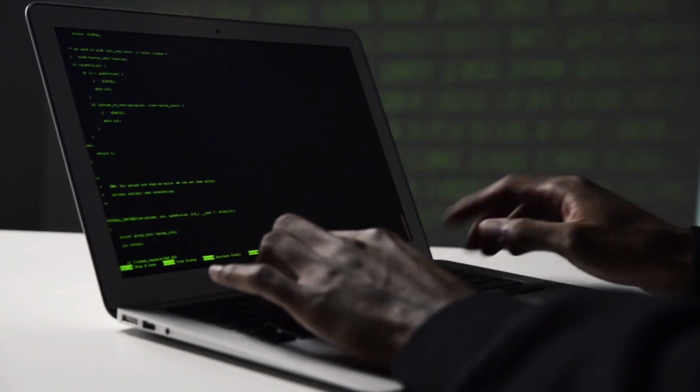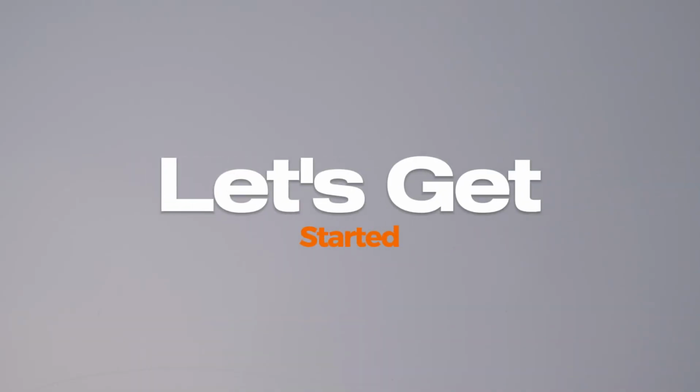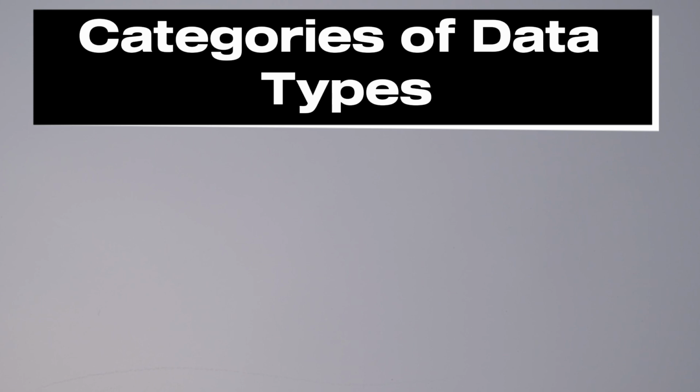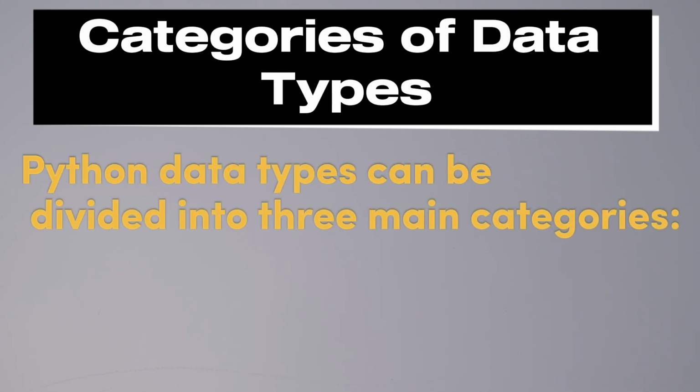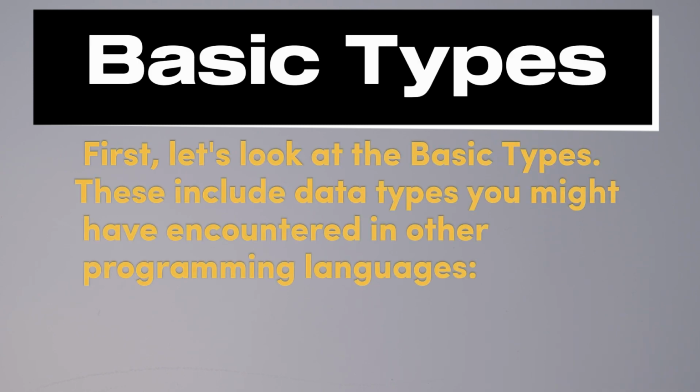Today we will be learning about the different data types in Python. So let's get started. Categories of the data types. Python data types can be divided into three main categories: basic types, container types, and user-defined types. Basic types. First, let's look at the basic types.